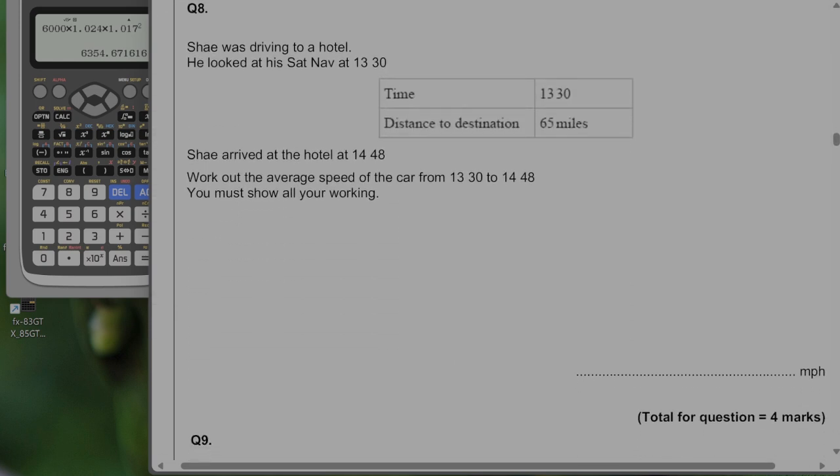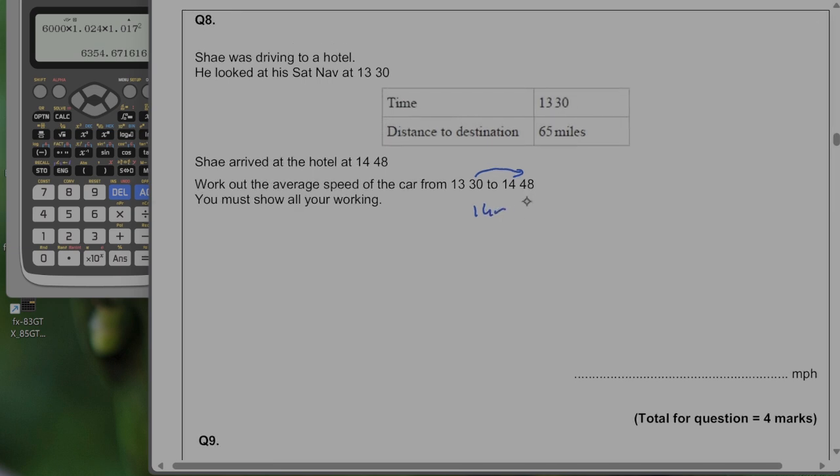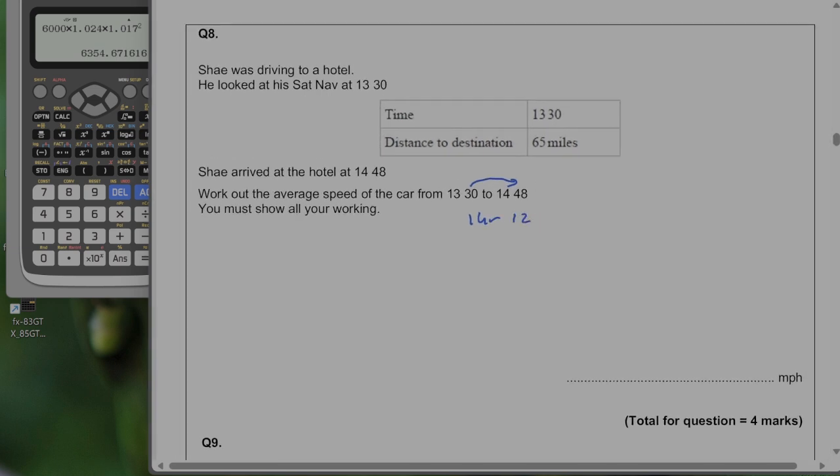Right, question 8. Shay was driving to a hotel. He looked at his sat nav at 1:30, time 1:30, distance to destination 65. Shay arrives at the hotel at 14:48. Work out the average speed of the car for the last part of the journey. Okay, you must show all of your working. Right, so the difference in time then is 1 hour and 18 minutes.